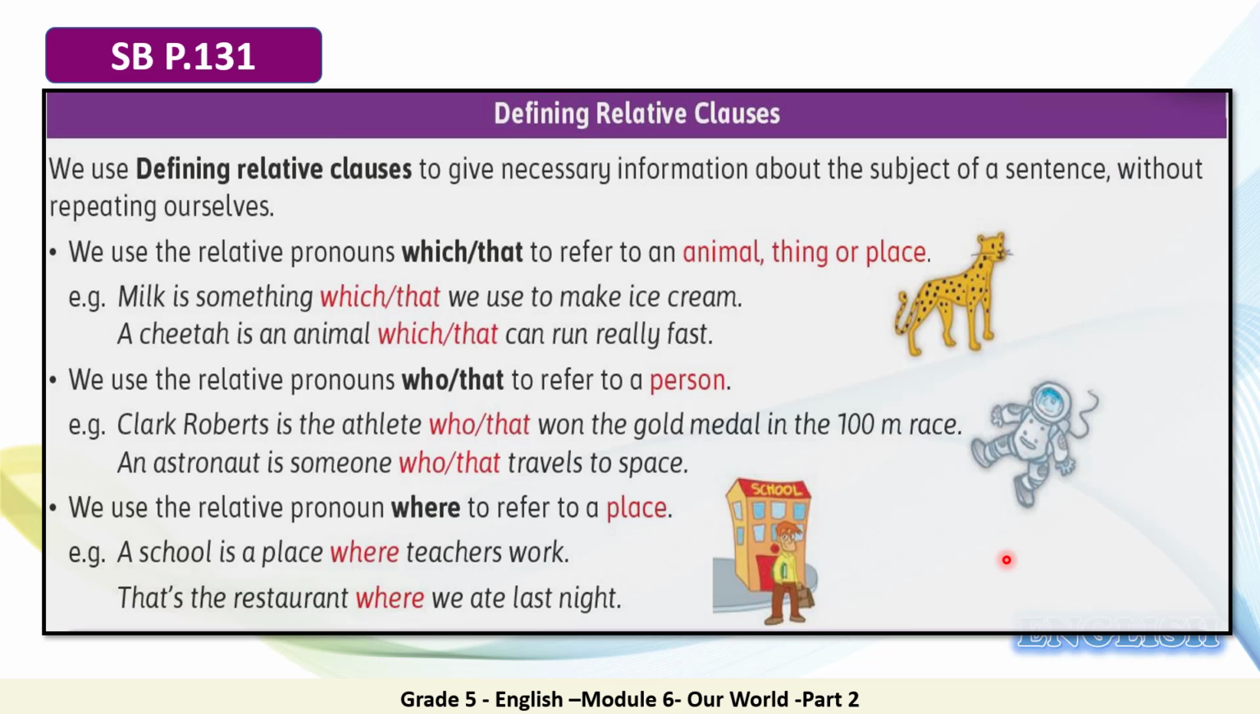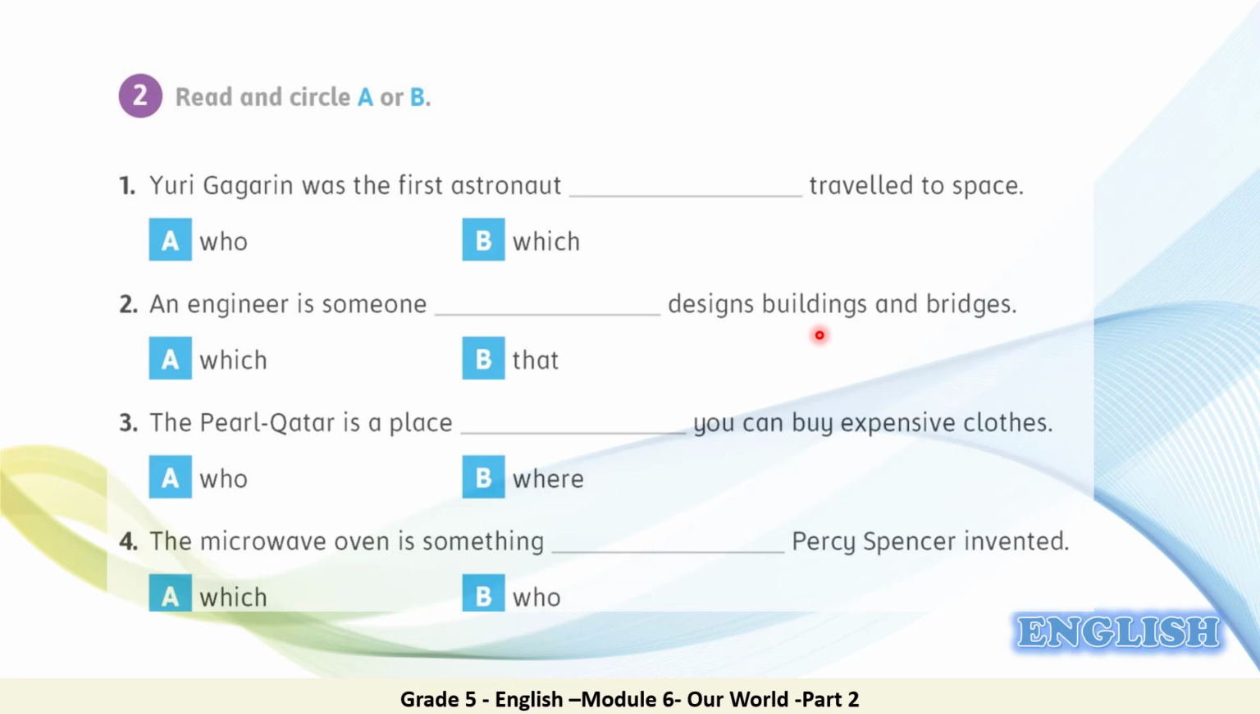And for more understanding, you can go to the grammar reference on your students' books, page 131. Defining relative clauses or relative pronouns. Here he says, we use defining relative clauses to give necessary information about the subject of a sentence without repeating ourselves. Like you don't need to repeat the subject 2 times. Just use the relative pronoun. And here you will find the use of each of them and some examples on each. You can pause and read them if you still need to learn more. Okay, let's practice.